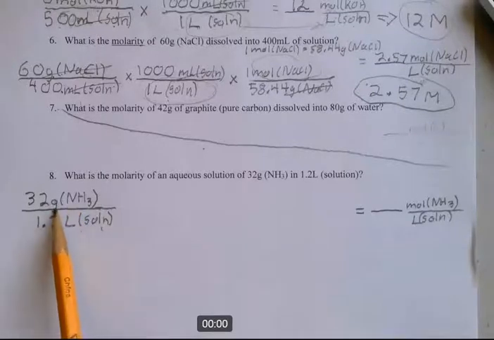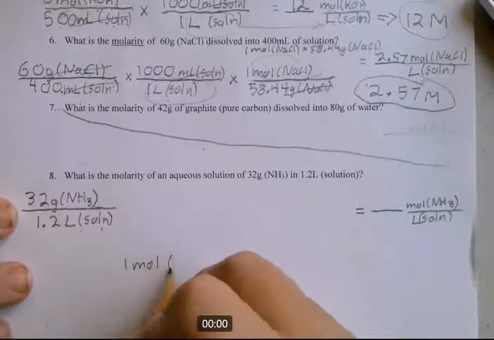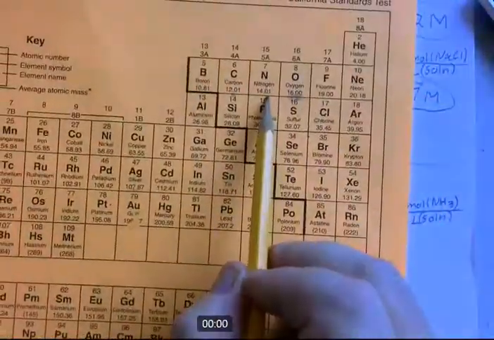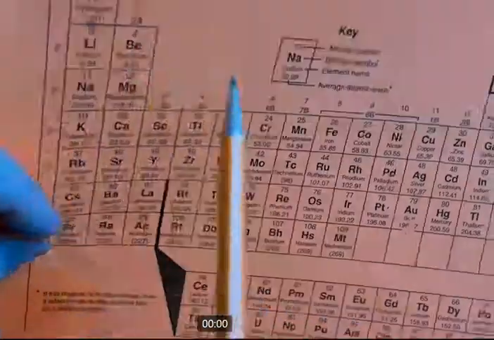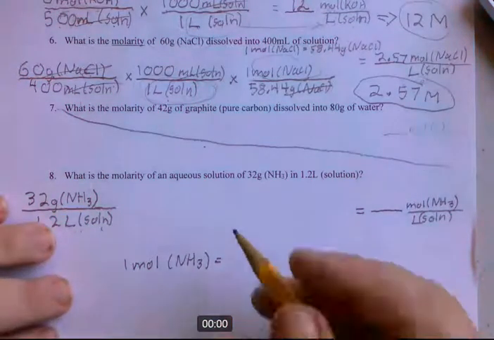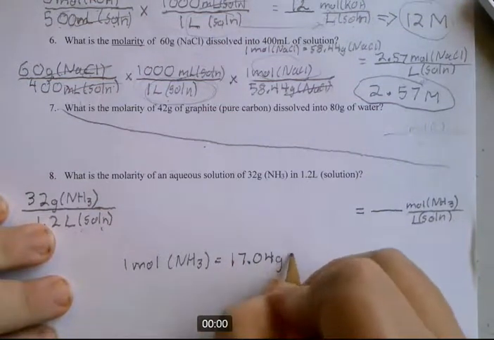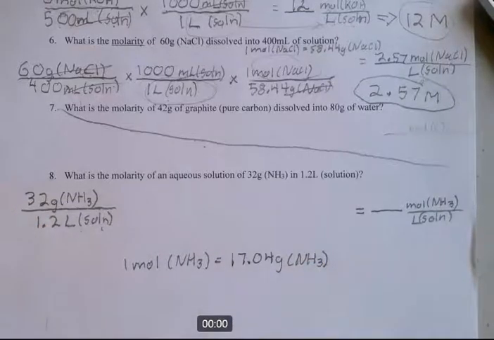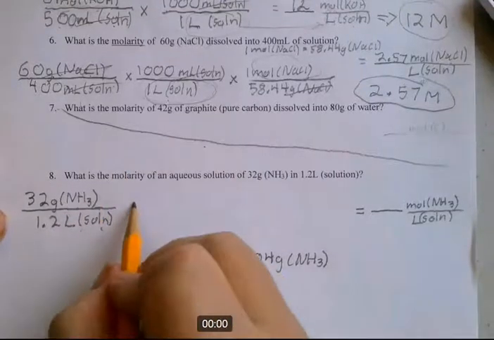We don't need to change anything about that. Liters solution, liters of solution. The thing we need to do is change grams of NH3 into moles of NH3. For that, you need the molar mass. So 1 mole, so 14.01 for nitrogen, 1.01 for hydrogen, and you have 3 of those, so that's 3.03. So that would be, okay, so there's your molar mass conversion. We need grams to cancel out. That means the grams are going to have to go on the bottom.